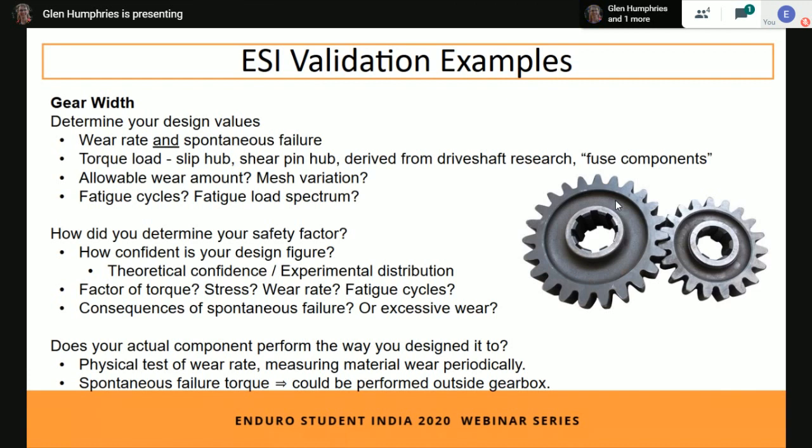Okay, width of the gears. I chose this example because it combines two different failure modes: the wear rate of the gears, and then also the spontaneous failure, which is breaking a tooth off, basically, or breaking the gear itself. Obviously both of these present issues to an ESI vehicle, but they present the issues in very different ways, and they result from different design choices.